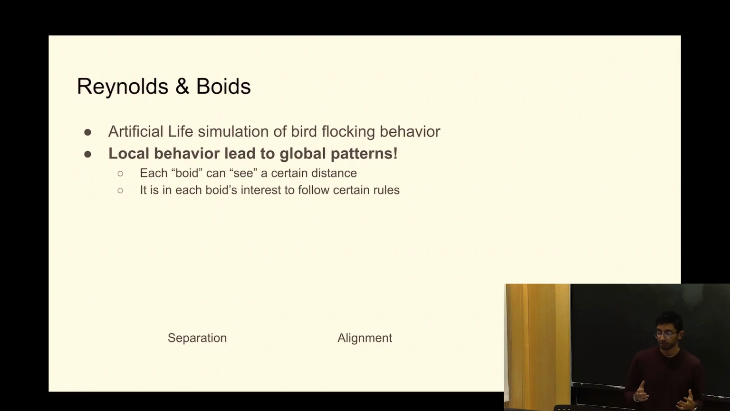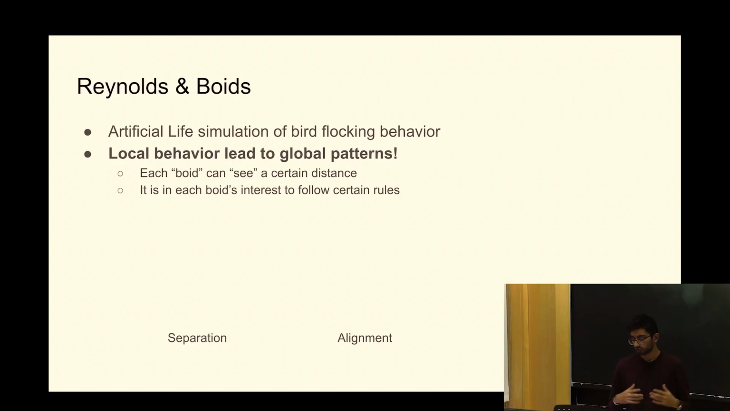The second rule is alignment, and the idea is that all of these Boids want to move towards the same location. Maybe they're flocking in a certain direction, they're going somewhere, they all want to move in the same direction, and so alignment is a rule that forces a Boid's velocity and direction to be similar to the velocity and direction of the Boids around it.